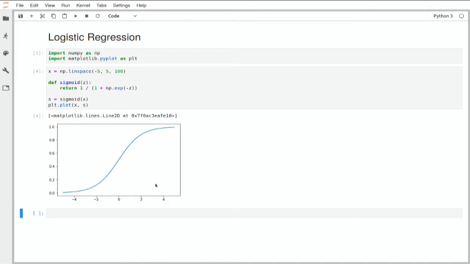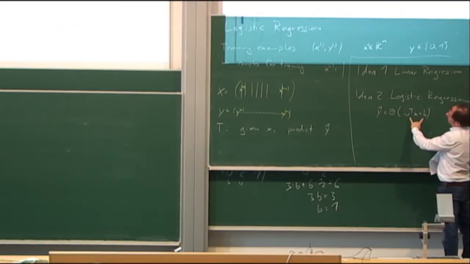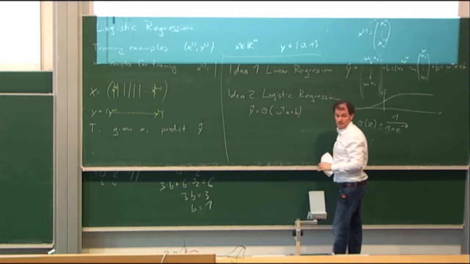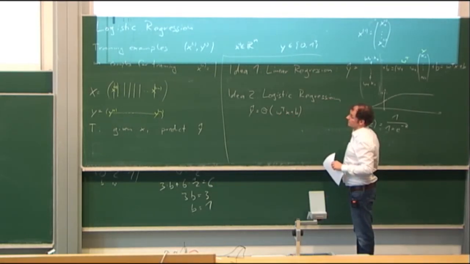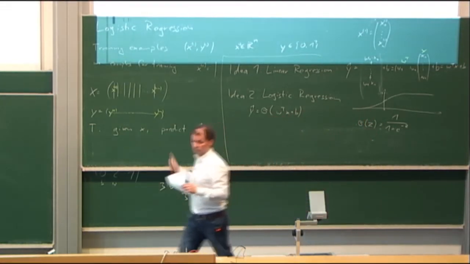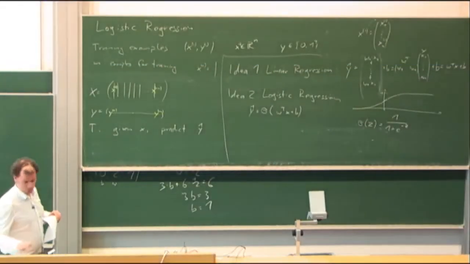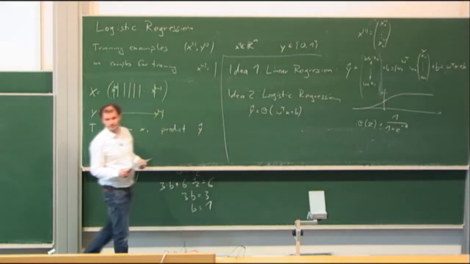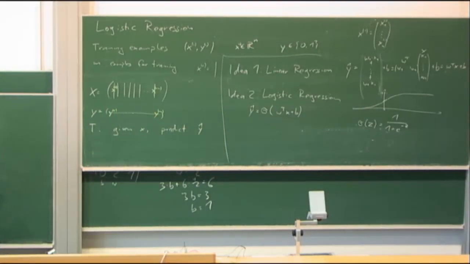Okay, and now the general idea is the following. Now I just need to find the best W and B. And I want to do that using gradient descent. Does anybody remember what I will need? What do I need to be able to use gradient descent to find W and B here? Yes? I need a loss function.